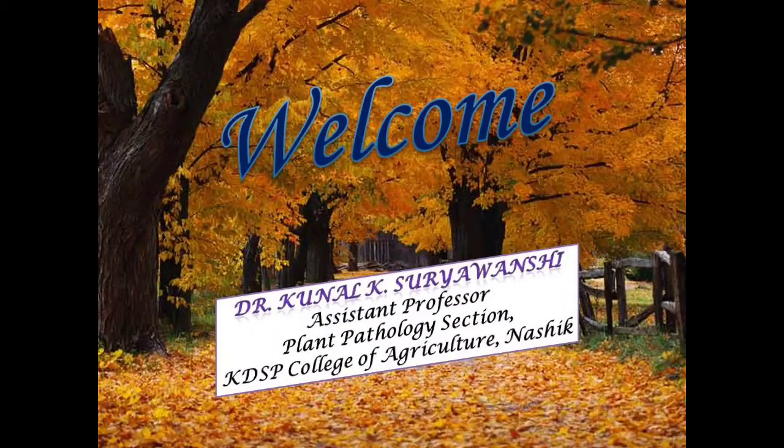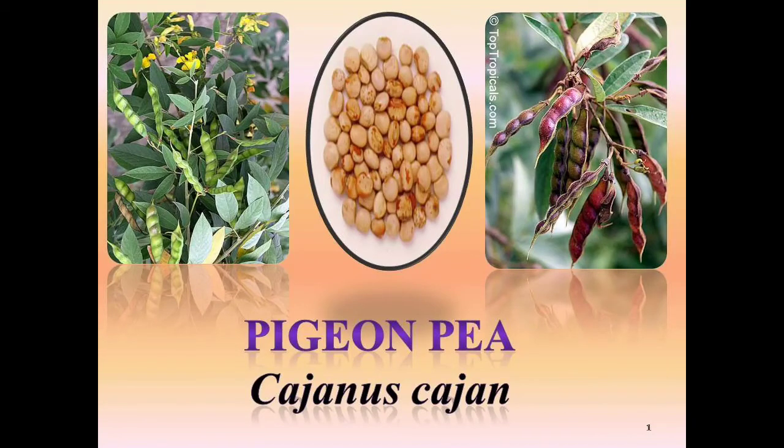Hello friends, today we are going to see the diseases of pigeon pea, that is Cajanus cajan. In that we will study wilt caused by Fusarium udum, then Phytophthora blight and sterility mosaic. These three diseases we are going to study in this lecture.